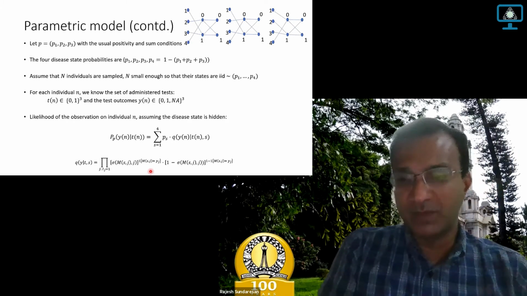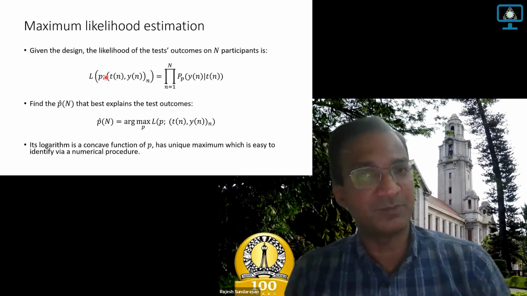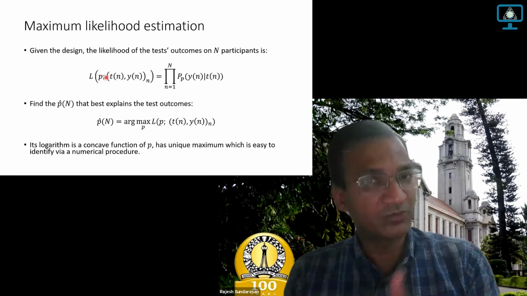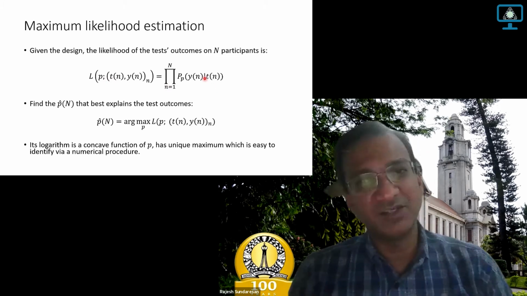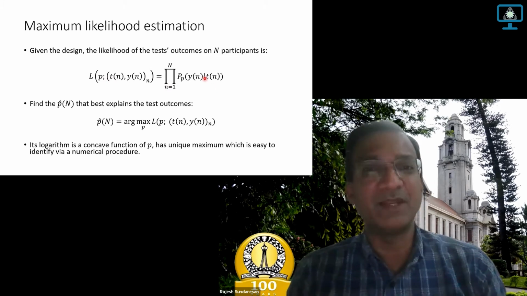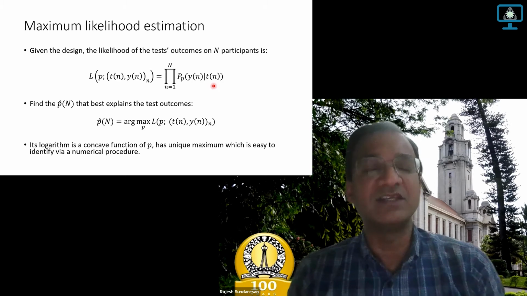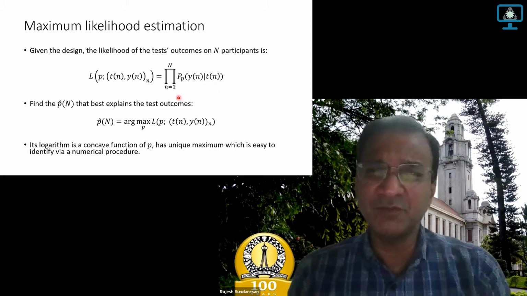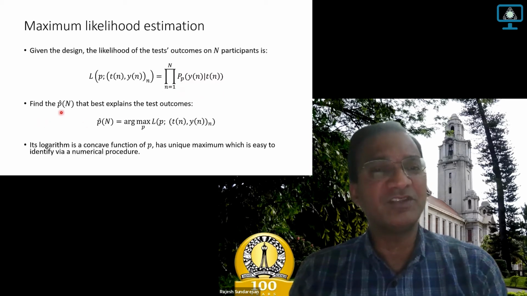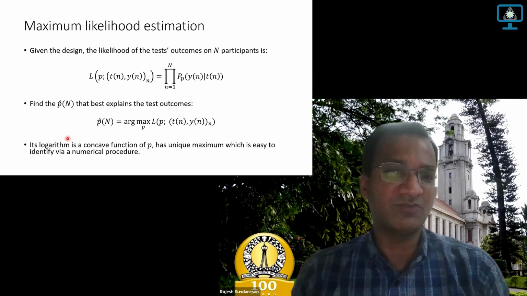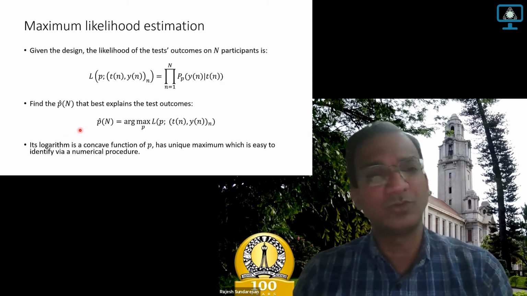So with this, we are now in business because we can look at the n outcomes on these n participants. We know what test pattern was used on them. We also know what the outcomes are. And we write down the likelihood for the nth individual. We assume that these individuals are sampled from the population independently. So this is the likelihood that the nth individual's outcome is y of n, given that the test suite he went through is t of n. And then we take the product across this. That's the likelihood when the unknowns are p. And what we try to do is find the p which best explains the test outcomes, and that's maximum likelihood estimation. So that's it. This is the strategy that we use to do the estimates.